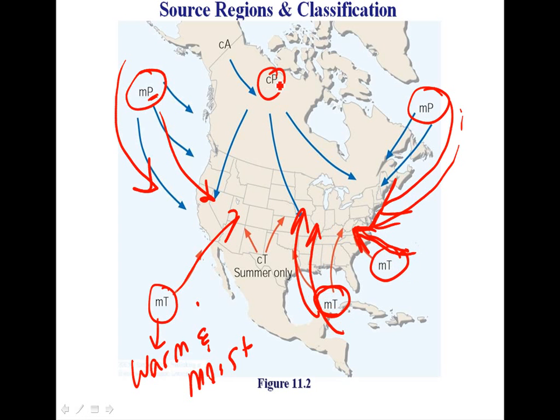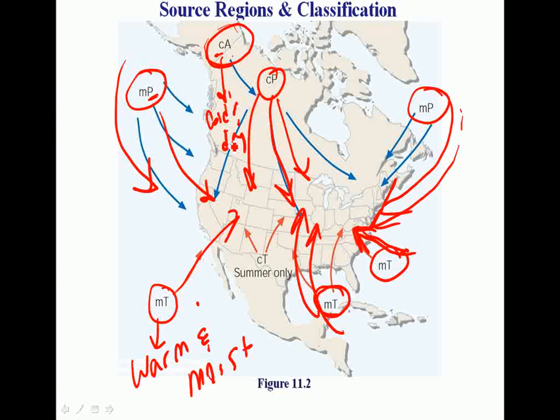Continental polar originates over Canada and comes down into the southern U.S. or into the U.S. Continental Arctic, typically up over Alaska. And since it's continental, it's over a landmass. Arctic, very cold. So this would be an example of very cold and dry air. Continental tropical typically originates over Mexico or over Texas. Continental, meaning it's over land, is where this air originates. Tropical, meaning very hot. So this would be very hot and dry air.